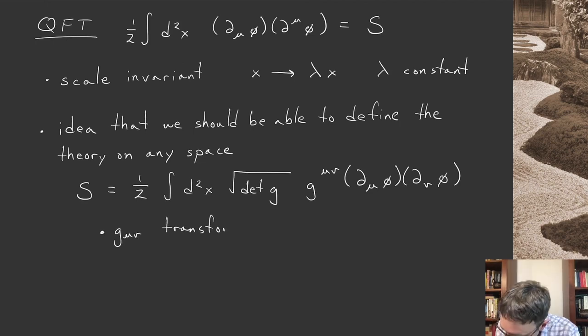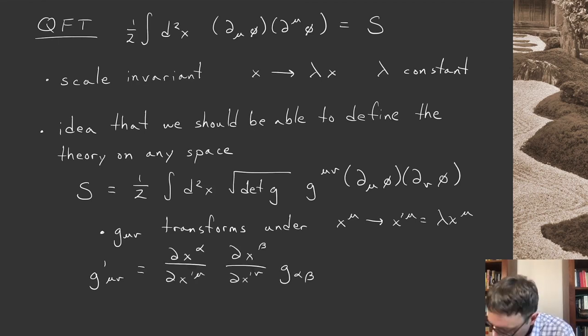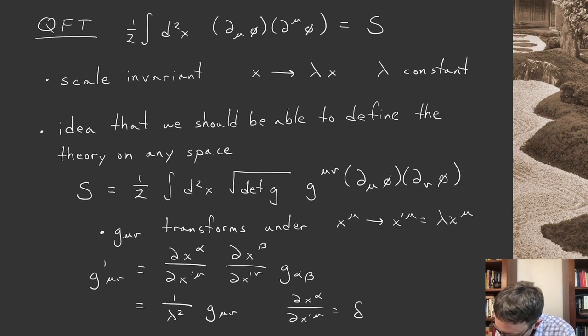So g_μν is going to transform under this scaling. It's a form of diffeomorphism. x^μ goes to x'^μ equals λx^μ. And what's my rule? Well, the primed metric I can write in terms of a Jacobian factor acting on the original unprimed metric, which in this particular case, if I've done my algebra right, is 1/λ² g_μν. Because these derivatives ∂x^α/∂x'^μ are just Kronecker delta functions with an extra inverse factor of that scaling constant λ.